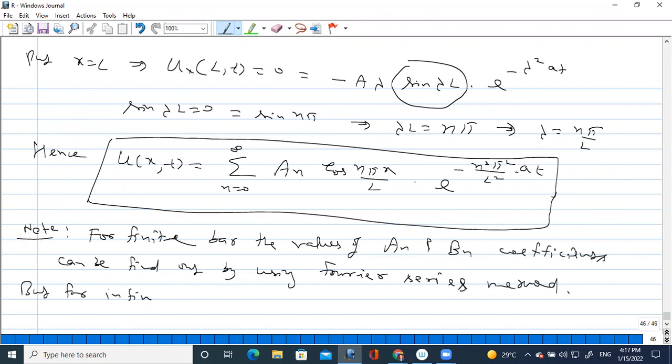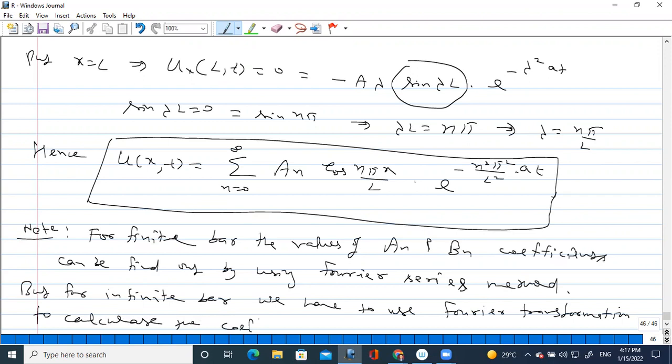But for an infinite bar, we have to use Fourier transformation. These are two different things. In Fourier also, you will find two things. One is Fourier series and another is the Fourier transformation. So here the Fourier transformation method you have to apply to calculate the coefficients.